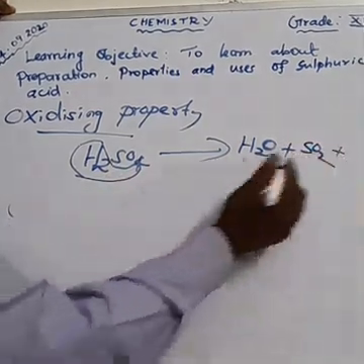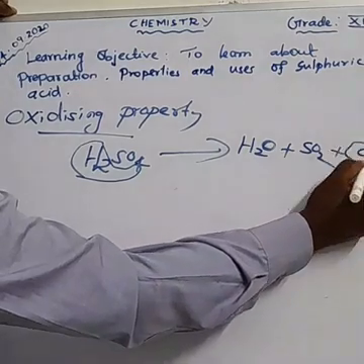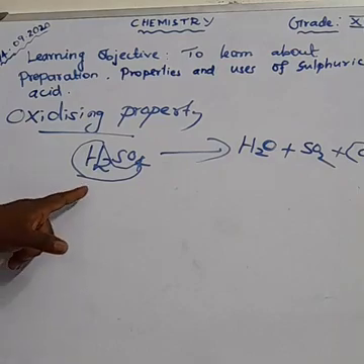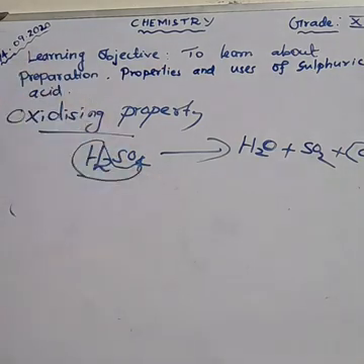And also we get one oxygen. This is called nascent oxygen. Which oxygen? Nascent oxygen, a single oxygen. So sulfuric acid is an oxidizing agent. It produces nascent oxygen. The reaction shows that sulfuric acid has an oxidizing property.